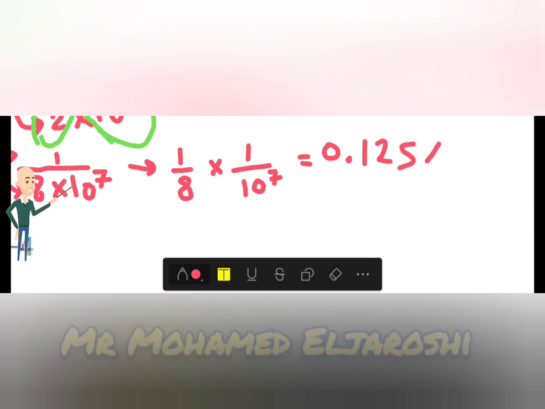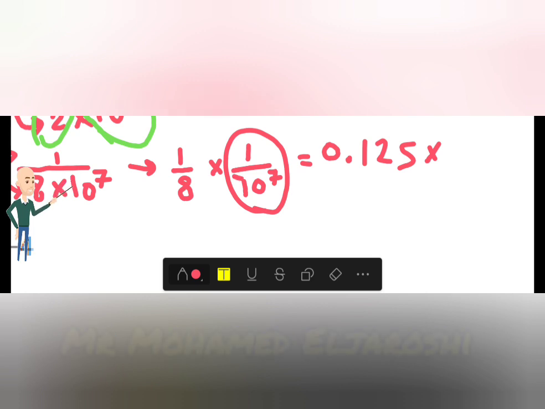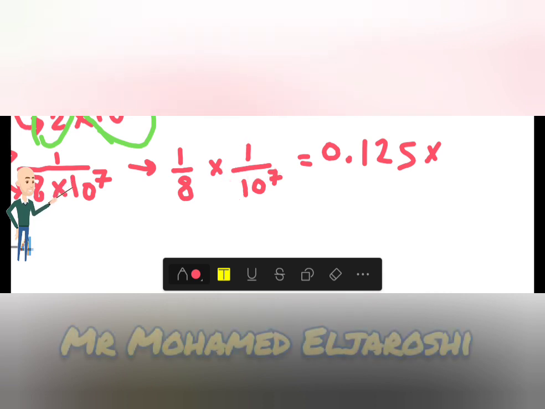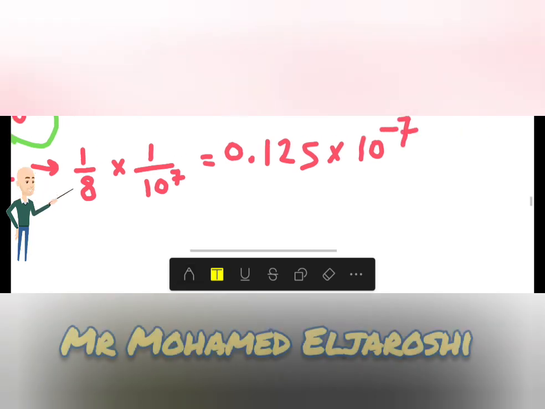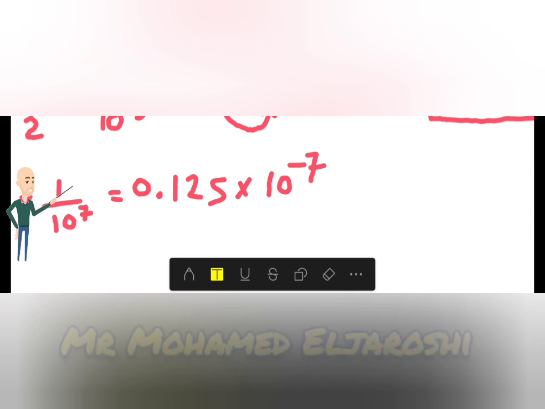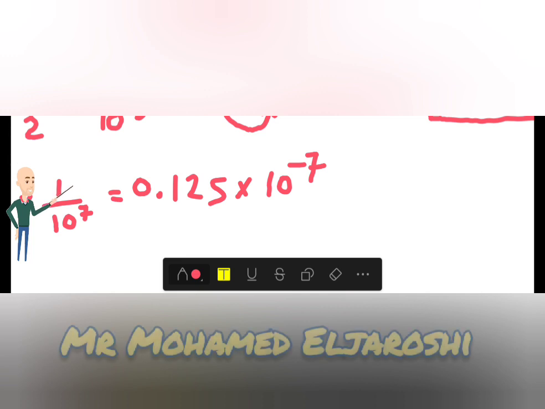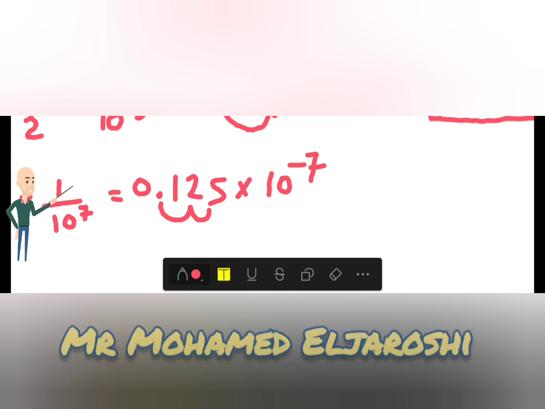So it's going to be 0.125 multiplied by 10 power of negative 7, because one fraction or 1 divided by means a negative power. So I'm going to write it as 10 power of negative 7. Now, this one is not in standard form. I'm going to make it standard form by moving the decimal point this way.